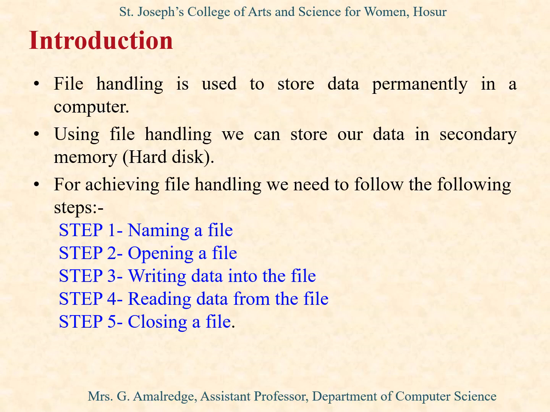File handling is used to store our data permanently in a computer. Using file handling, we can store our data in secondary memory. To achieve this, we need to follow the following steps. Step 1, naming a file. Step 2, opening a file. Step 3, writing data into the file. Step 4, reading data from the file. And the last step is closing a file.